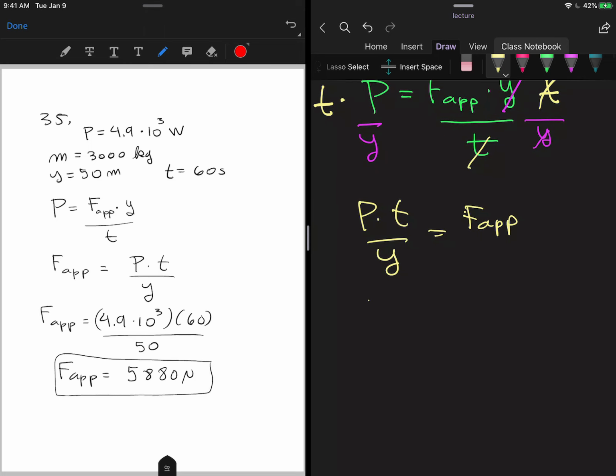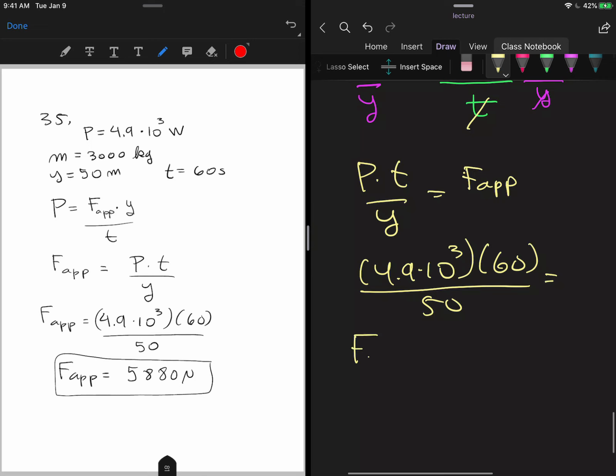And now we can plug in. So the power is 4.9 times 10 to the 3. The time to lift it is 60. And the height that it's raised is 50. And that should give you an applied force of 5,880 newtons.